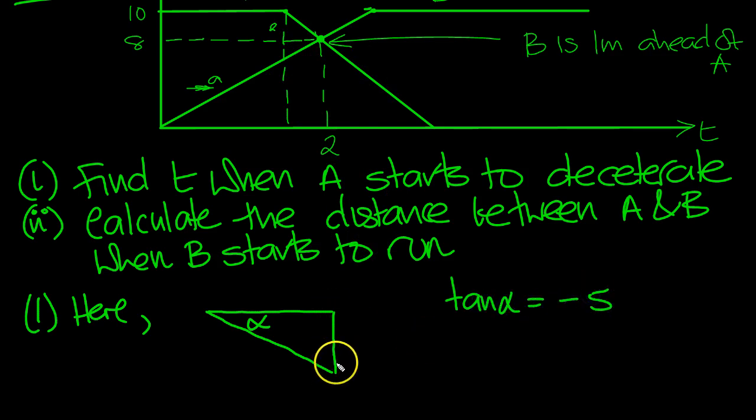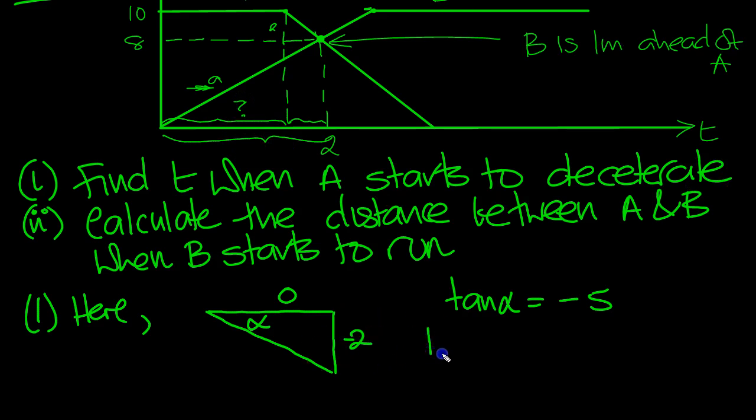This height is a negative height. It comes down 2, so it's -2. And this distance here is the adjacent. We need this distance, because if we find this time, and the total time here is 2, we can find the time that elapses until A starts to decelerate, which is here. That's where we're heading.